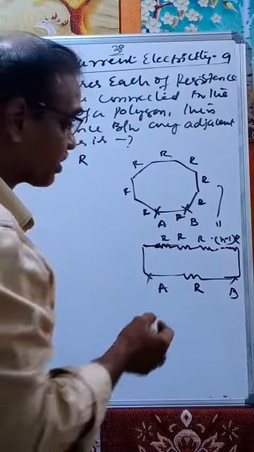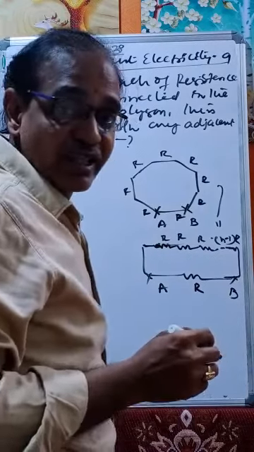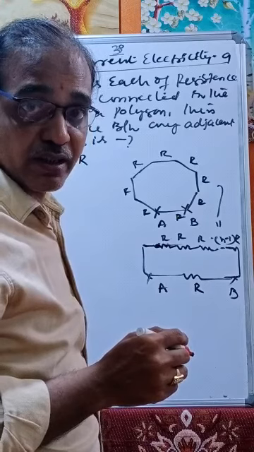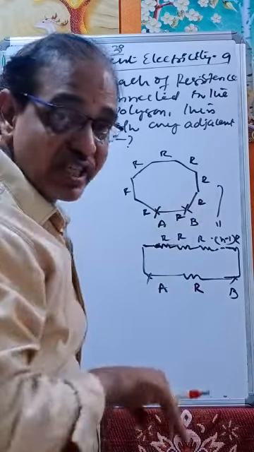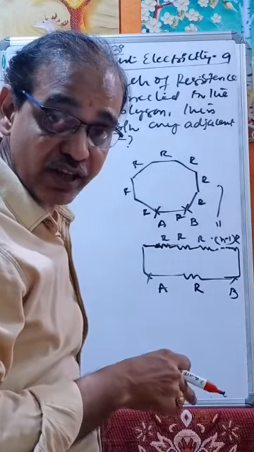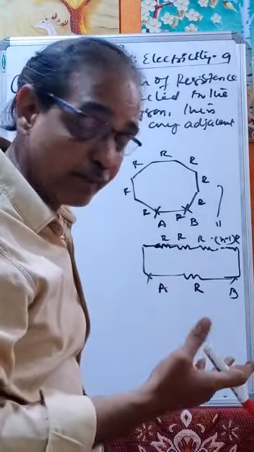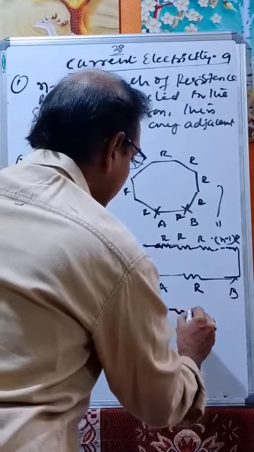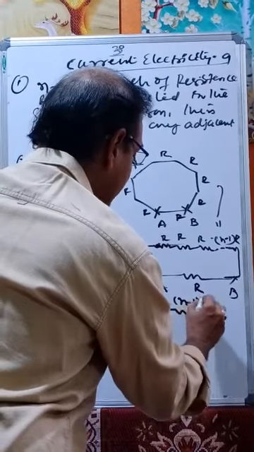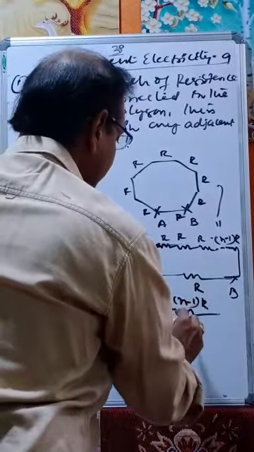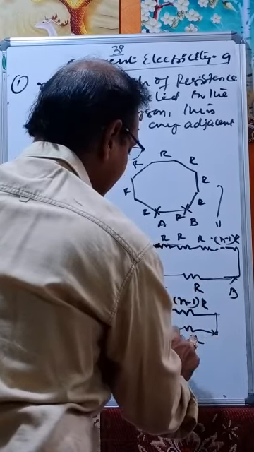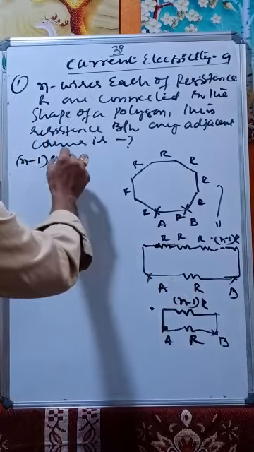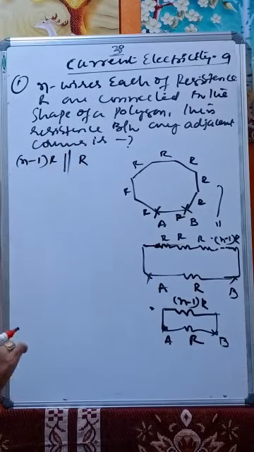So what is the effective resistance? If n resistors of equal values are in series, then the effective resistance is only nR. Here n minus 1 resistors are in series, so the effective resistance is n minus 1 R. Therefore, this n minus 1 R is in parallel with R. This is A and this is B.